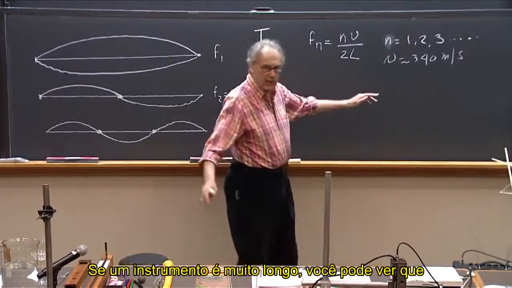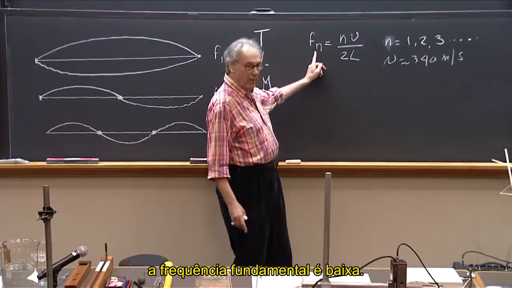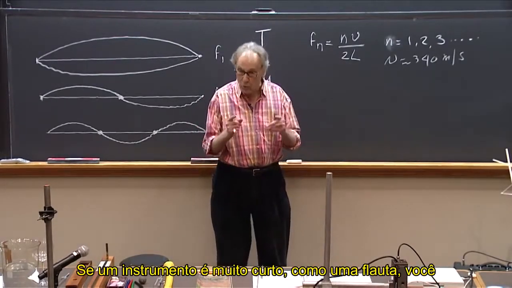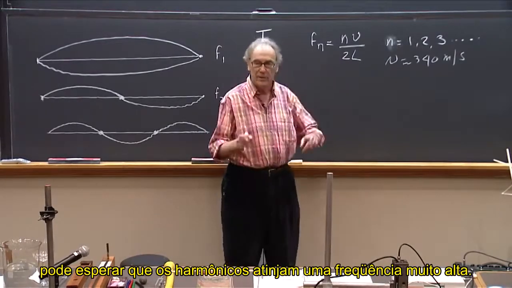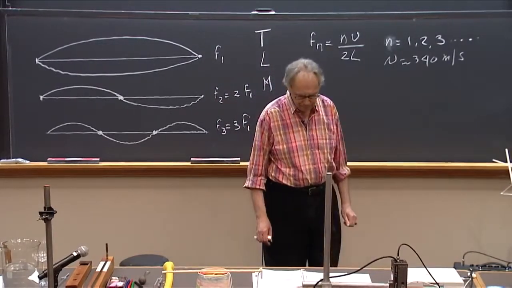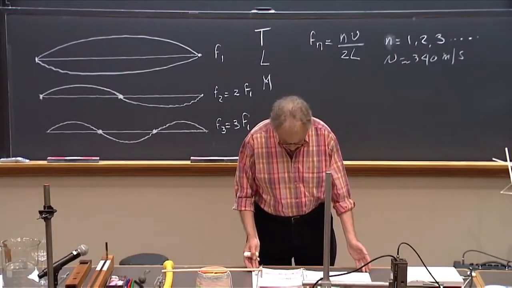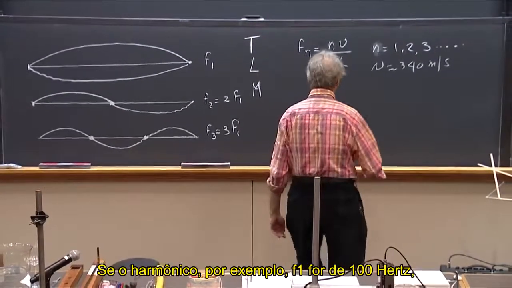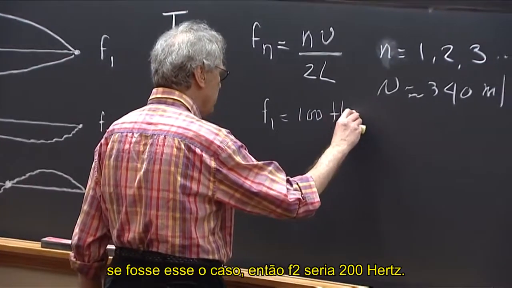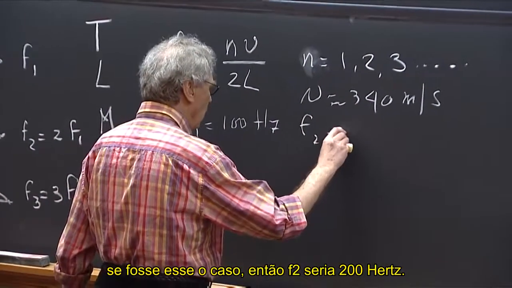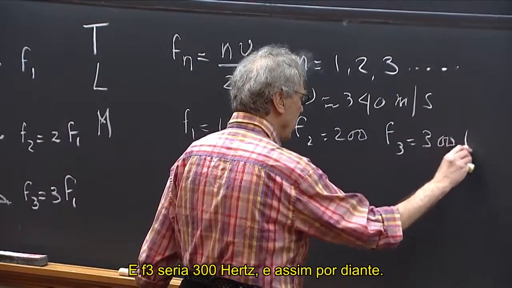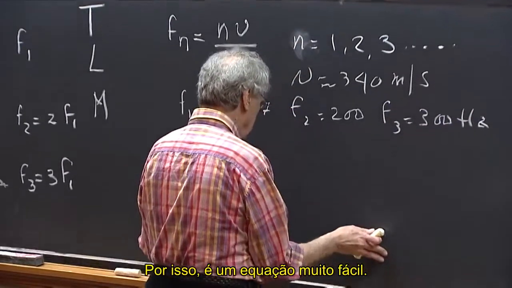If an instrument is very long, you can see that the fundamental is low. If an instrument is very short, like a flute, you expect a fundamental with a very high frequency. It's exactly supported by this equation. If the fundamental, F1, were 100 hertz, then F2 would be 200 hertz, and F3 would be 300 hertz, and so on. So it's a very easy equation.